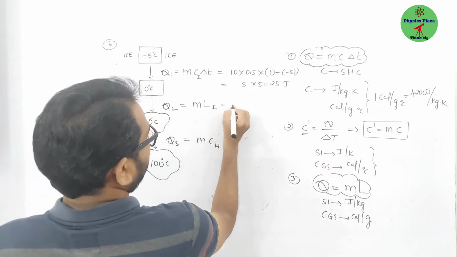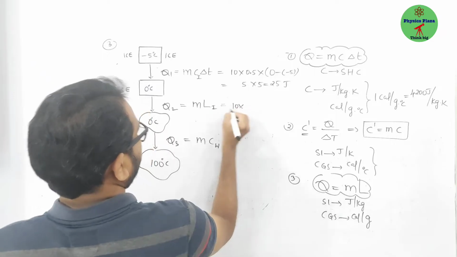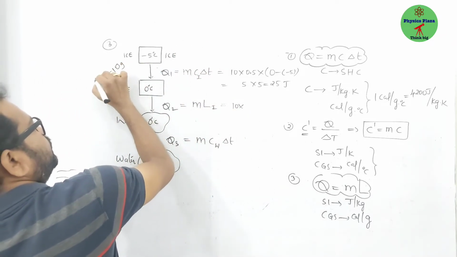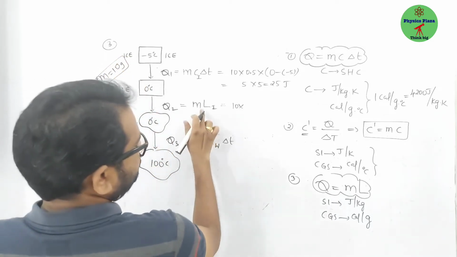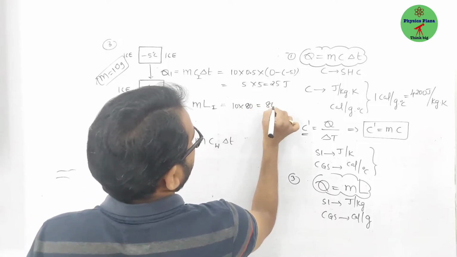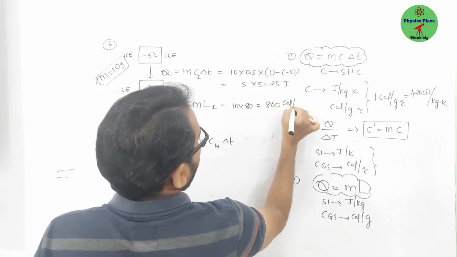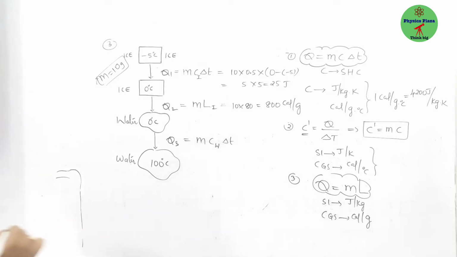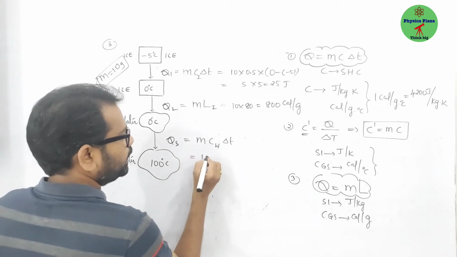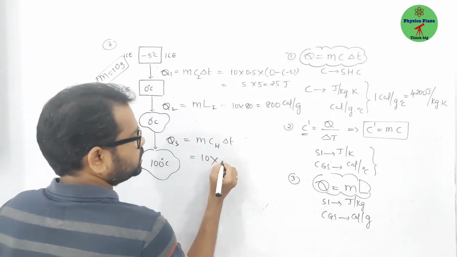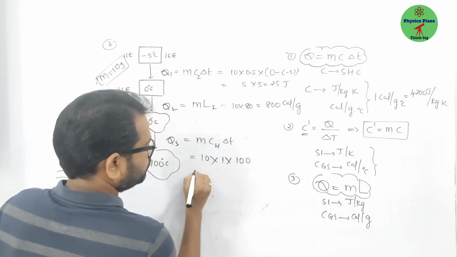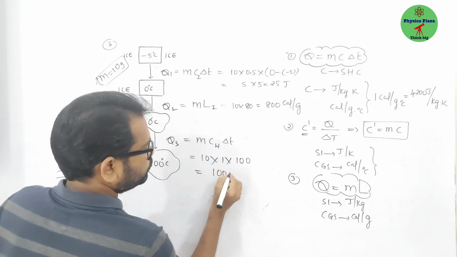Now here mass is 10. For how much we have taken mass till? Okay, let us suppose 10 grams only. Specific latent heat of fusion of ice is 80. So this is 800 calorie per gram. And third one is 10 into specific capacity of water, which is 1, into delta T, 100 minus 0, it is 100. So now 10 into 100, it is 1000 joules.